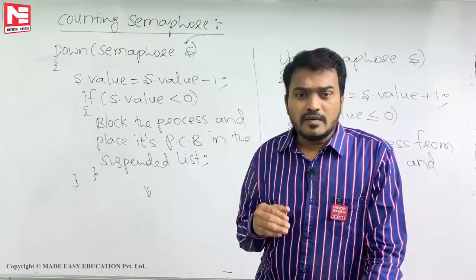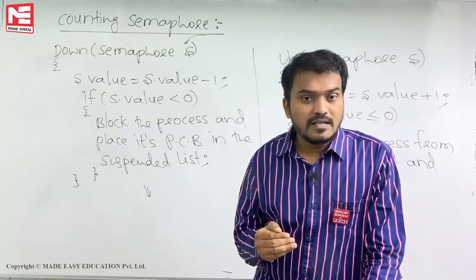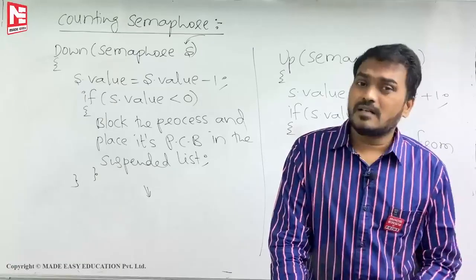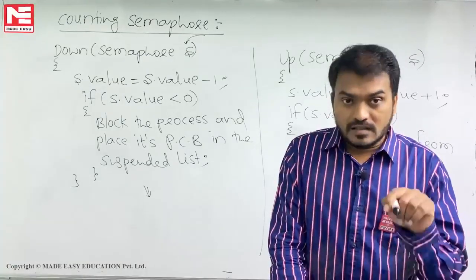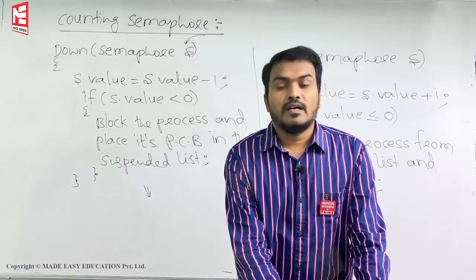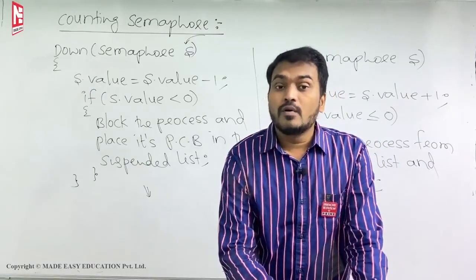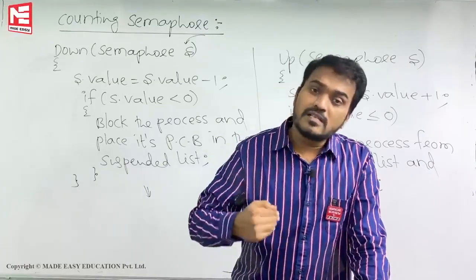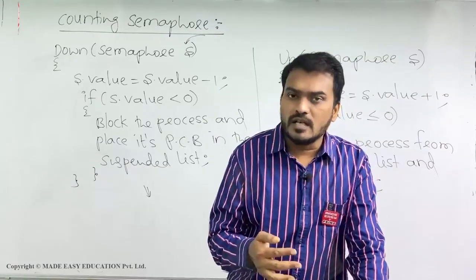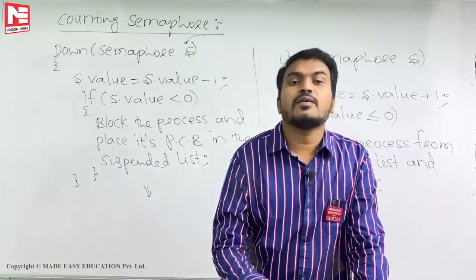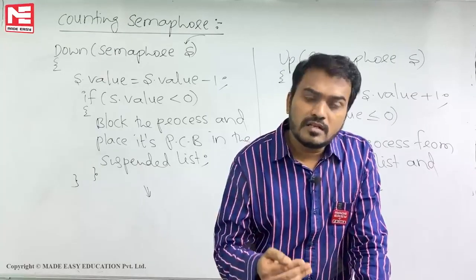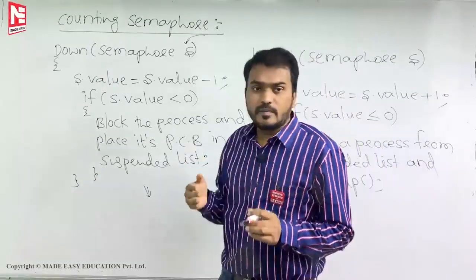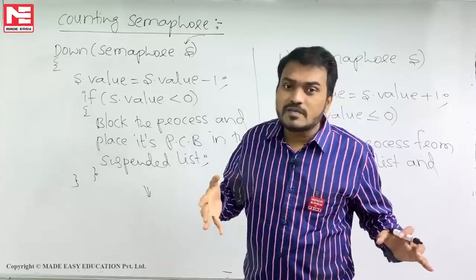And remember next, after performing down operation, if the process is not getting suspended, then that is called a successful down operation. If it is a successful down operation, then only the process will continue further execution in the code. Is the point clear for everyone? Right? So after performing down operation, if the process is not getting suspended.